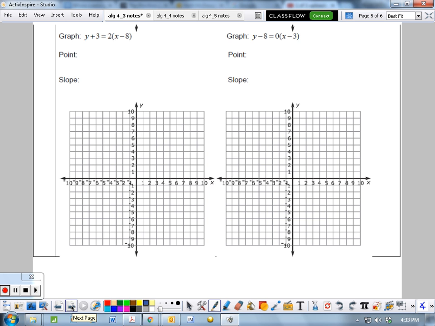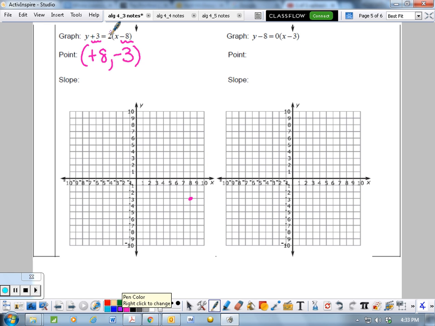Okay, next problem. So we're going to look at that starting point again. We look at the x. If that says negative 8, we're going to use a positive 8. And we look at the y. If this is positive 3, it's going to be negative 3. So we're going to start at positive 8, negative 3. And that's how we start.